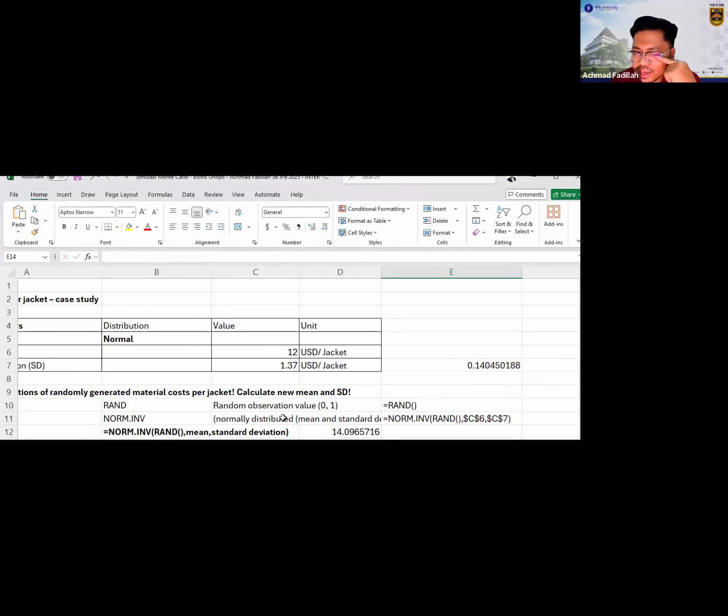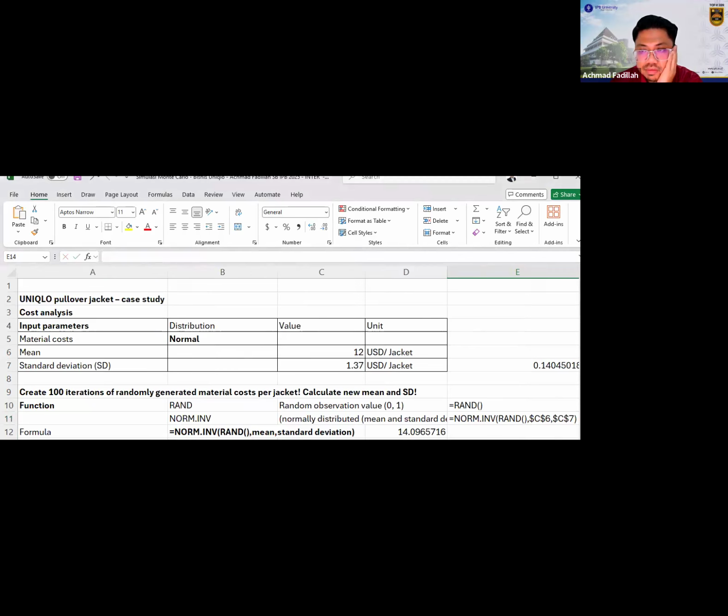Faiz, you already understand about this process and why we use this formula to see the simulation of the material cost. Get the point? Why we use the NORM.INV and use random things? The things is clear for you, right?